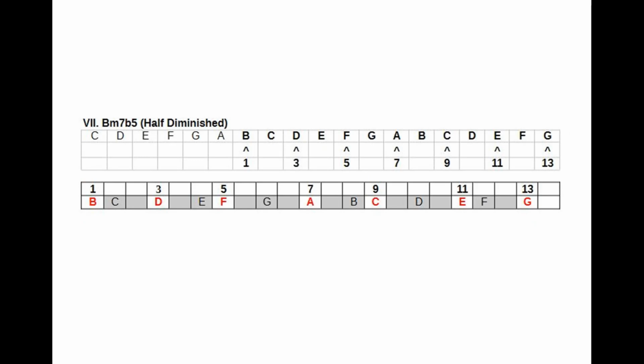And then 7th, we get another unique one. This is the one time that the 5 really changes the nature of the chord. We start at B, we go to D, which is, again, we see it's 3 frets. But now the F, instead of being 7 frets above the root, is 6. It is a flatted 5. 7 is the A, so again, it's a minor 7 on a minor chord. And then we get the 9, 11, and 13.